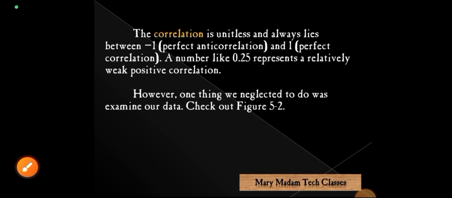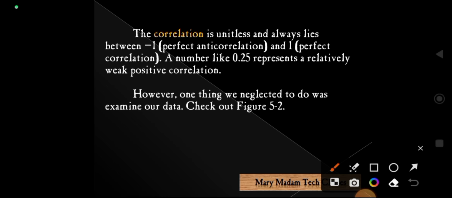The correlation is unitless and always lies between -1 and 1. Minus 1 is perfect anti-correlation, and 1 is perfect correlation. A number like 0.25 represents a relatively weak positive correlation.